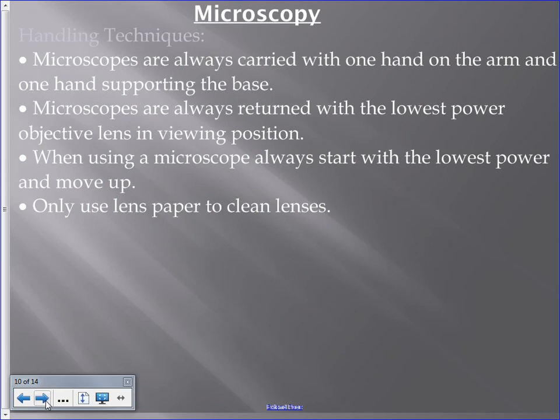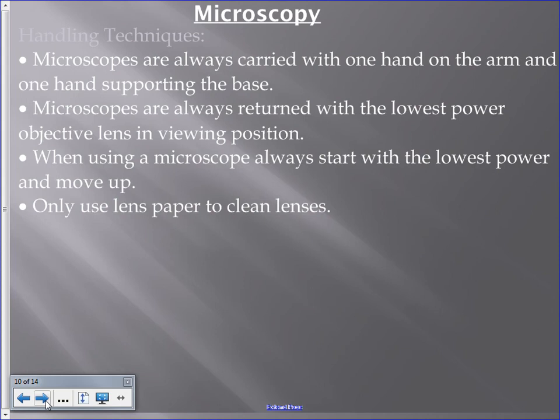Let's talk about handling techniques. This is the arm right here. Somewhere along the way, someone's telling you it's the neck. I don't know who that is, but they're wrong. This is the arm. This is the base. When you carry a microscope, you have one hand on each. It is not a bowling ball. I see people carrying it like this. That is not how you carry a microscope. You will drop it eventually if you're doing that. So one hand on the arm, one hand on the base. Carry it always with two hands.